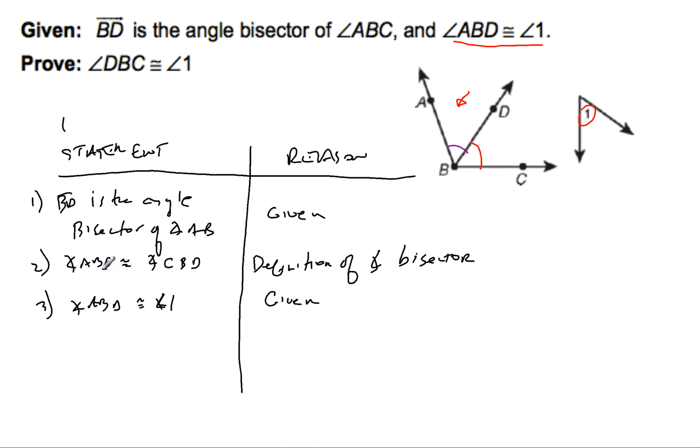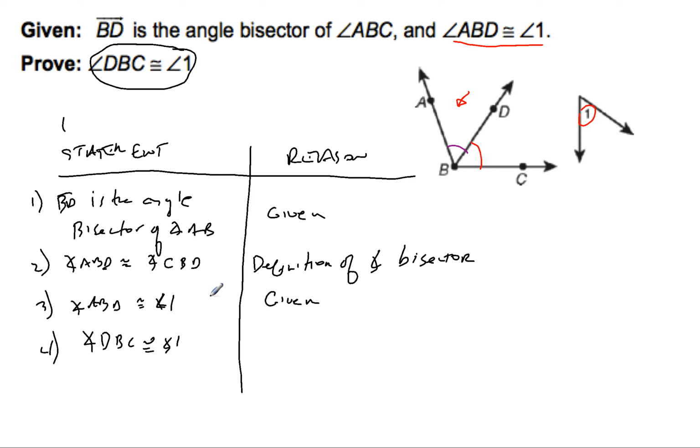Well, let's see what we got here. So far we have BD being an angle bisector, which means that angle ABD and CBD are congruent. But we also have been told that angle ABD is congruent to angle 1. ABD is congruent to CBD, and ABD is also congruent to angle 1. Well, my fourth and final statement has got to be that angle DBC, they call it DBC, CBD, DBC, it makes no difference, is congruent to angle 1. That's exactly what I was being asked to prove.